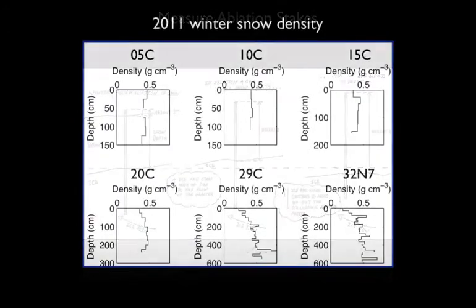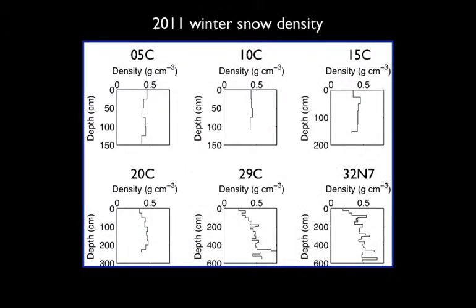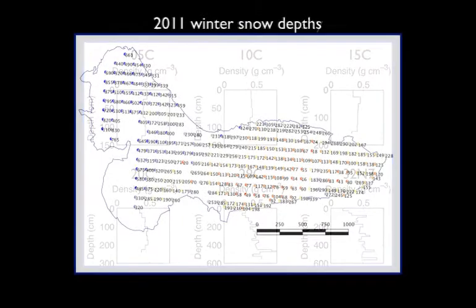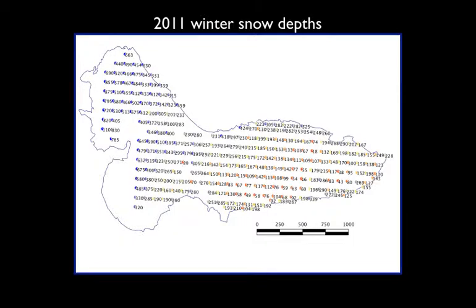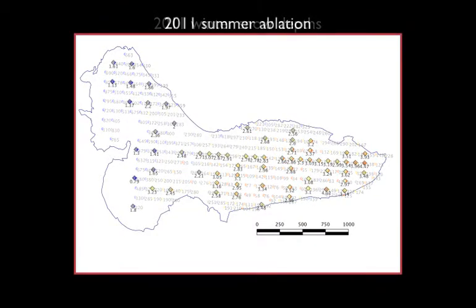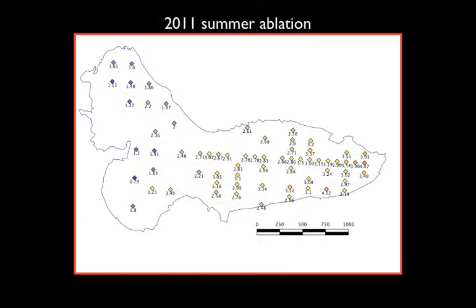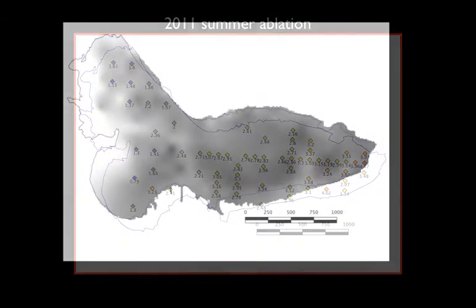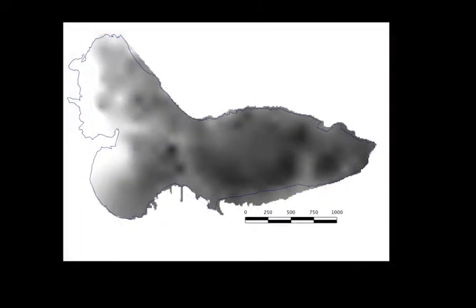So for 2011, the snow density pits gave these results. The snow depth distribution looked like this. The ablation stake readings looked like this. And these gave the following interpolated maps of mass balance on Storglaciären for 2011.